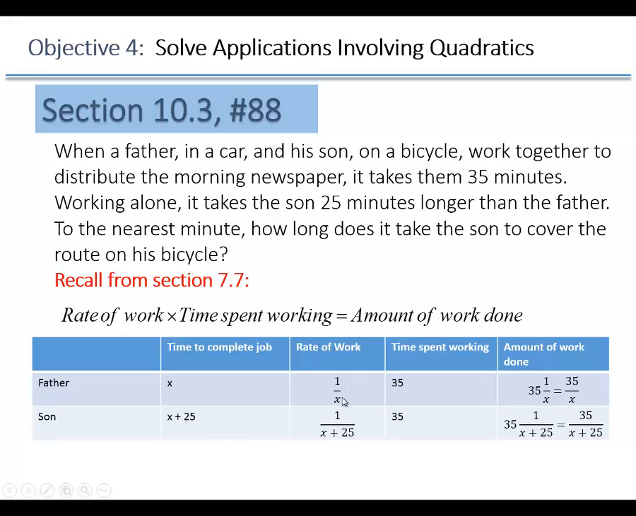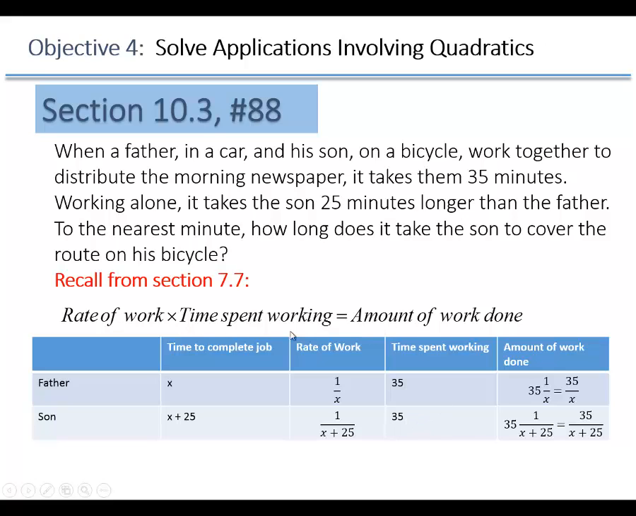Now the rates are the reciprocals of the times. So if the father would have taken, let's say, 60 minutes to do the job alone, well, then he can do 1/60th of the job per minute. So the rate is always the reciprocal of the time necessary. And again, if you look back in the examples in section 7.7, that might refresh that idea for you. Now we do know that they're both going to work for 35 minutes to get this job done together. So each one works for 35 minutes.